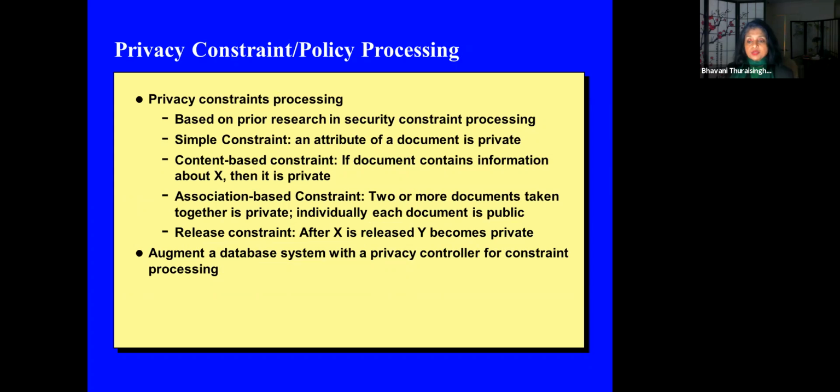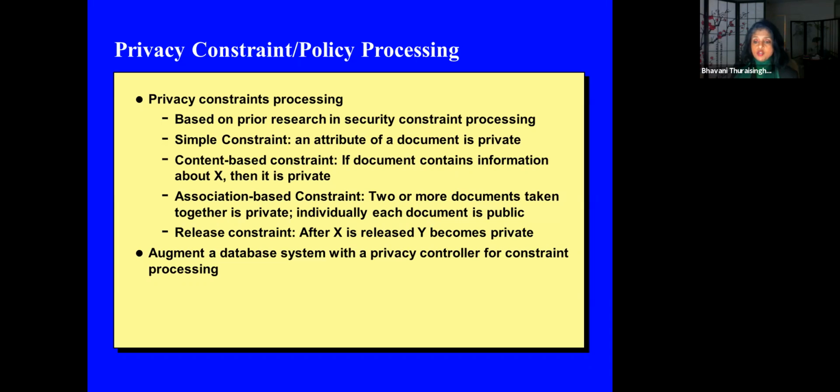Privacy constraint processing is based on prior research in security constraint processing. For example, with a simple constraint, an attribute of a document is private if it pertains to healthcare records. If it pertains to, say, my hobbies, that may not be private. Content-based constraint: if a document contains information about my health records, then it's private.